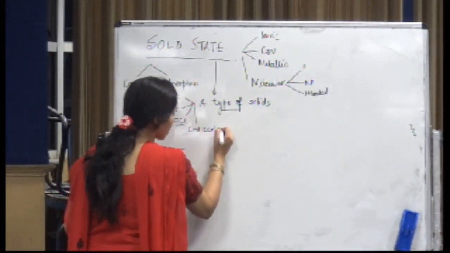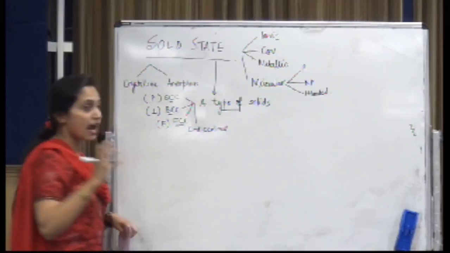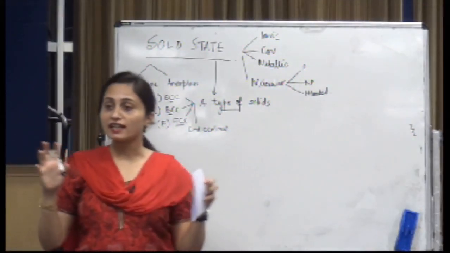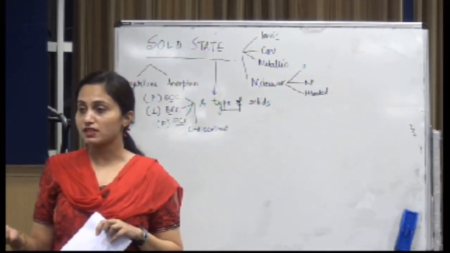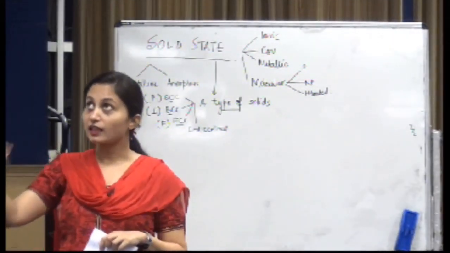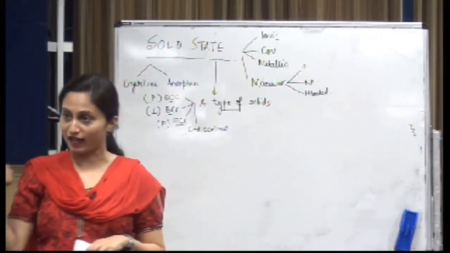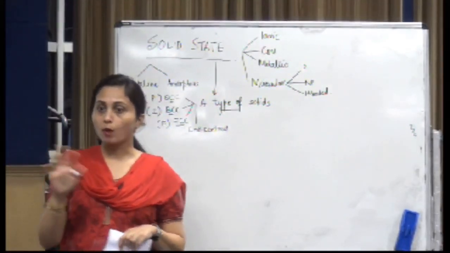Then you also talk about end centered cubic unit cell. End centered is the one in which there are atoms at the center of any 2 opposite faces. It can be top and bottom, it can be front and back. So any 2 opposite faces.